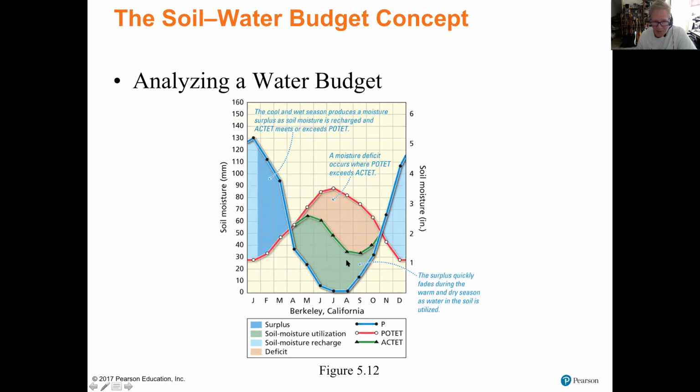Then here's the actual. Wherever this is up here, where the amount of precipitation exceeds this, we get a surplus. Where the amount of precipitation is less, we get a deficit. But here, notice it pretty much evens out. We get enough moisture in the winter months, don't get any in the summer, but the surplus we gain in the winter pretty much equals the deficit that we have in the summer.